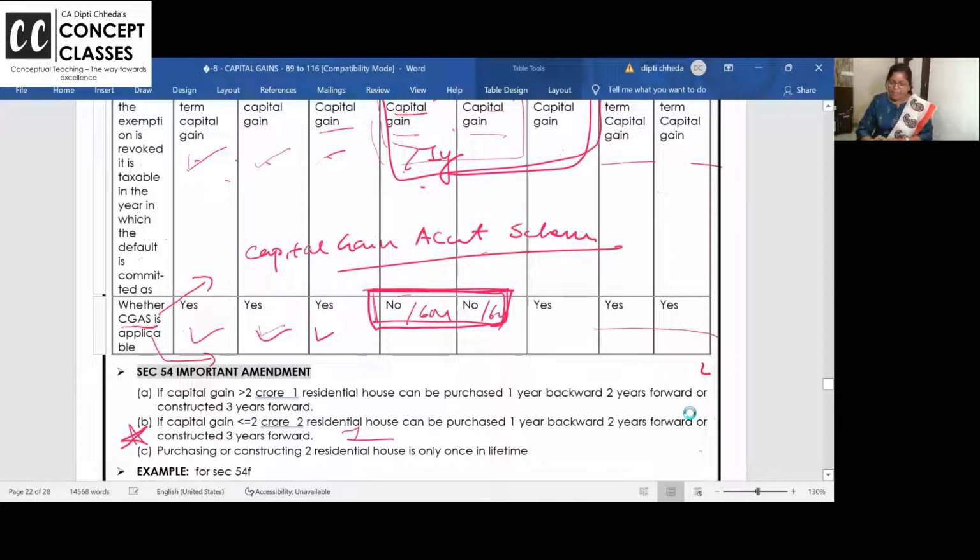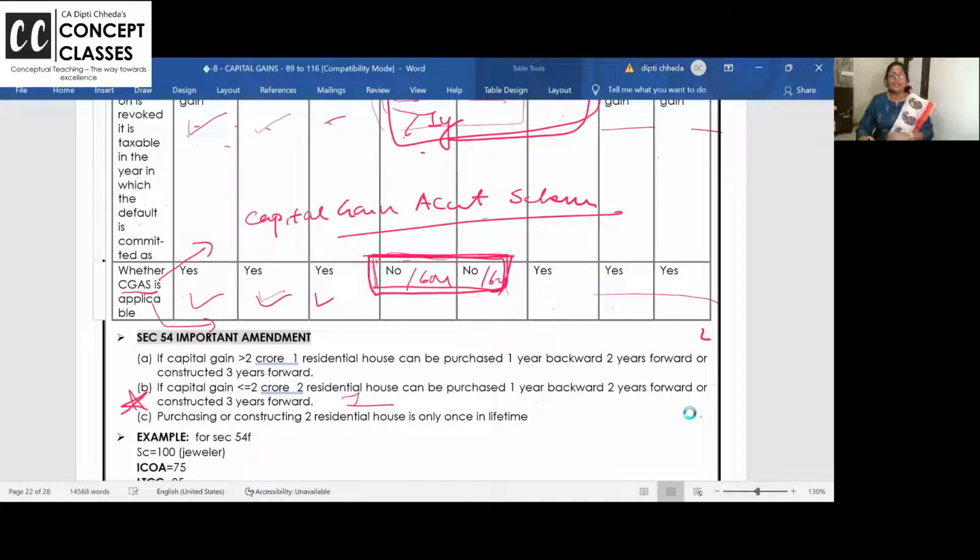CGS is applicable? Yes, yes, yes, yes, yes, yes. Only here no. Why? You have to buy bonds. You have to buy, क्या खरीदोगे आप? Mutual funds. So you need only one call away. You call to your broker and buy. It doesn't take more than 6 months time.